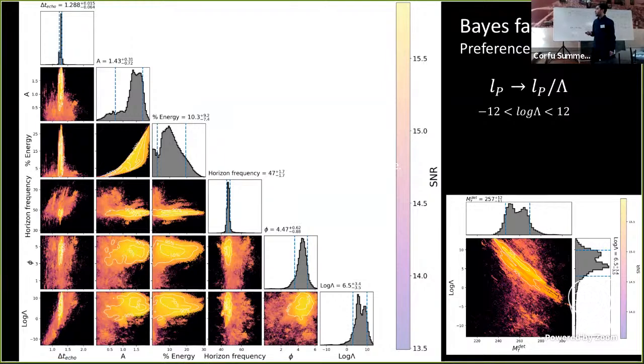If the waveform or prior range is such that the mass of the black hole is around 280, it is Planckian. But if you are using a waveform and prior range that gives you a lower mass, there is a better preference for super-Planckian.